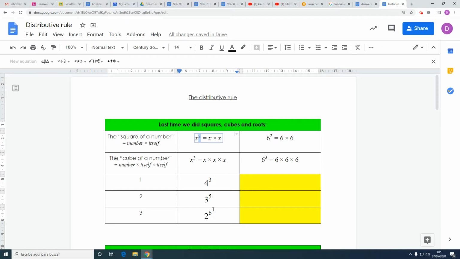Well, the power of 2 is 6, and the power of 3 is 5. That's how to say that in English. But I guess what we want to know is how to do it. When we see something like 6 squared, we can think of it like 6 times 6, and the answer to that would be 36. And if we have 6 times 6 times 6, it's 36 times 6, which is 216.